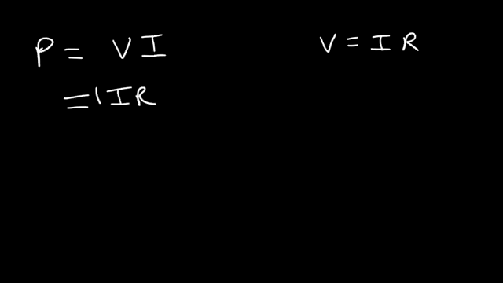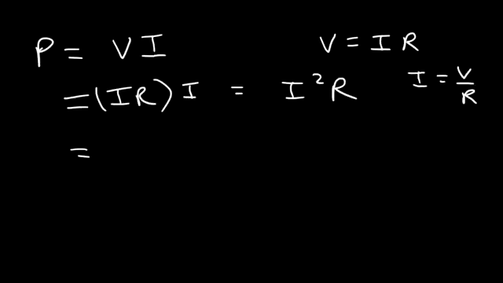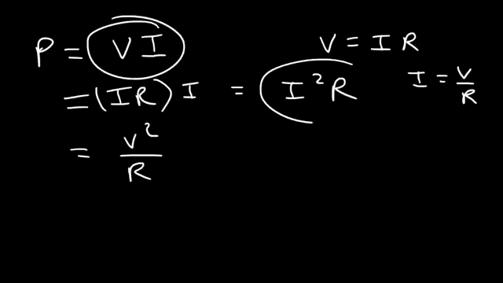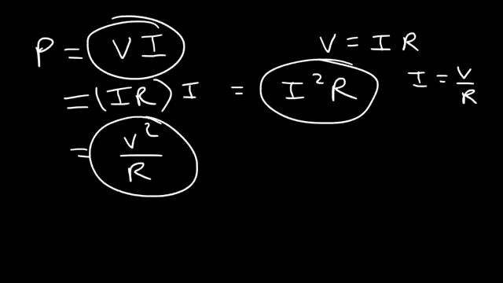The next equation you need to be familiar with is electric power. Electric power is the product of the voltage and the current. Now, there are 3 forms to this equation. If you replace V with IR, you get the second form, which is I squared times R. And if you replace I with V over R, you get the third form, which is V squared over R. So power is equal to voltage times current, or I squared times R, or V squared over R.